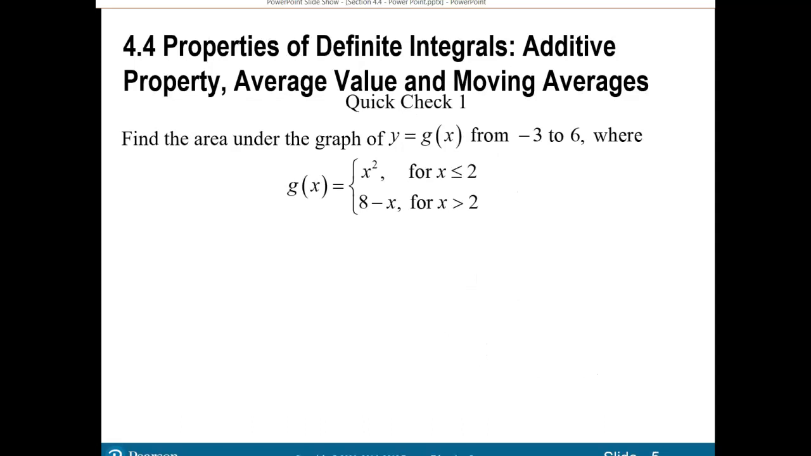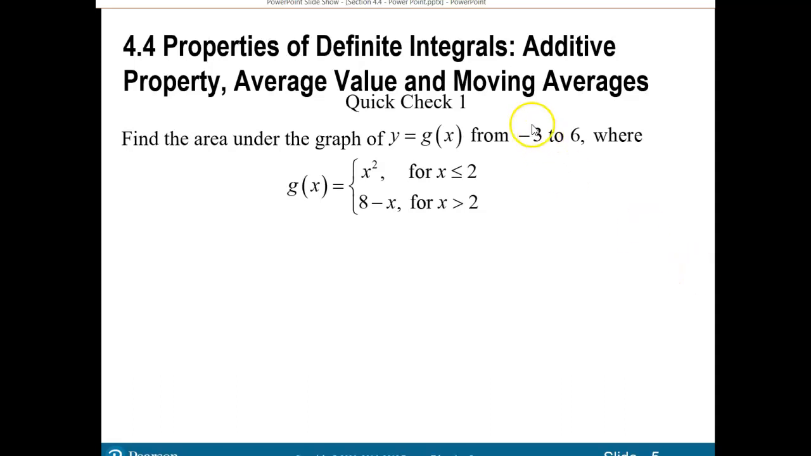Okay, here's another one that is similar. If you want to try this one on your own, pause the video, try to do it using the previous example, and then press play on the video to check your answer. Find the area under the graph of y equals g of x from -3 to 6, where g of x equals x squared for x values less than or equal to 2, and it's equal to 8 minus x for x values greater than 2.